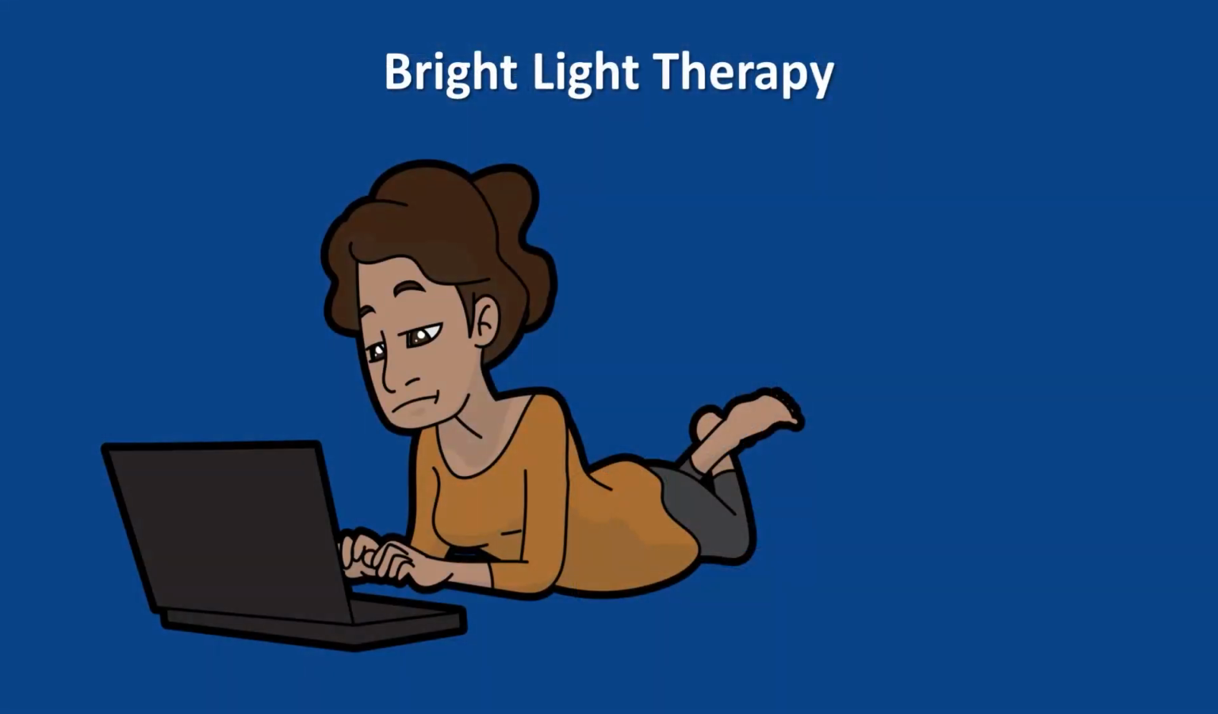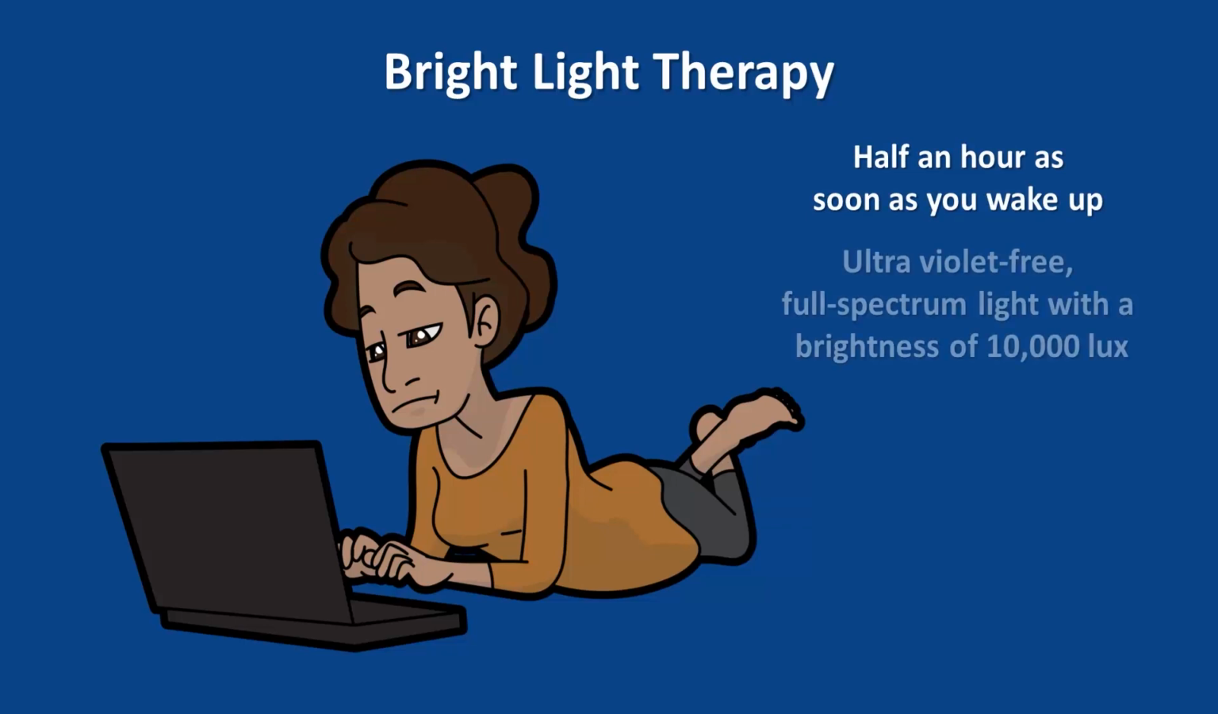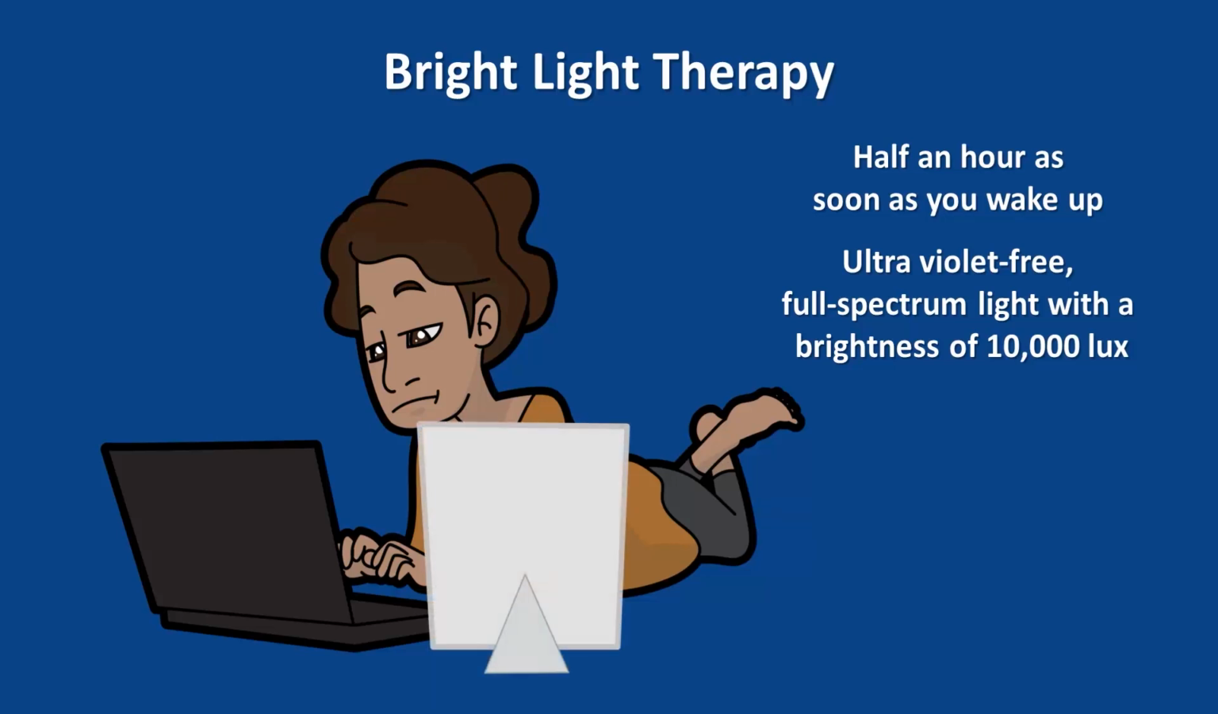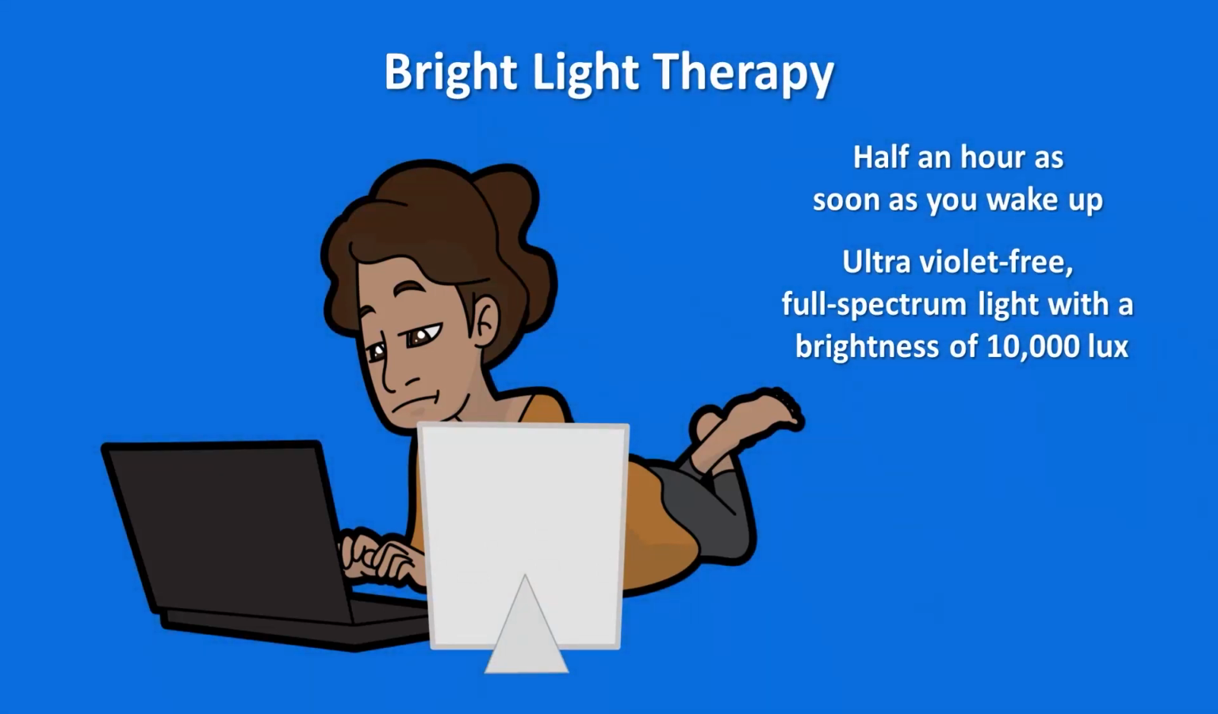Light therapy involves spending about half an hour as soon as you wake up in front of a light therapy box or lamp with a UV-free full-spectrum light with a brightness of 10,000 lux. And they're really easy to use. Make sure to follow the manufacturer's instructions. But the light's usually set up in such a way that you can have breakfast or be on your computer while using it. So it's not like you have to set aside time every day just to be exposed to the light.